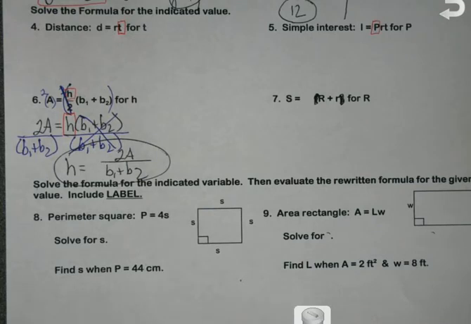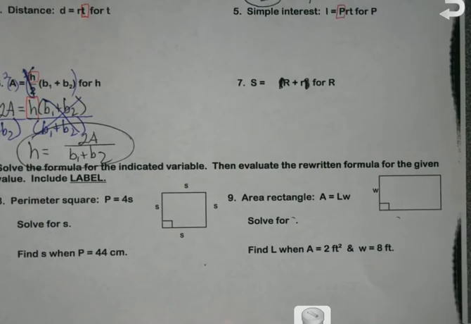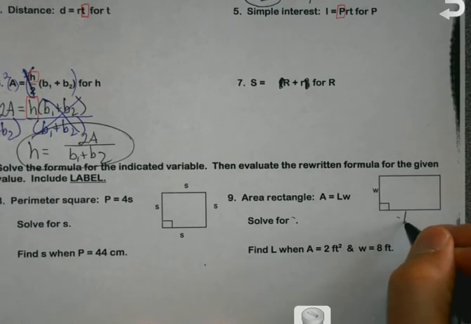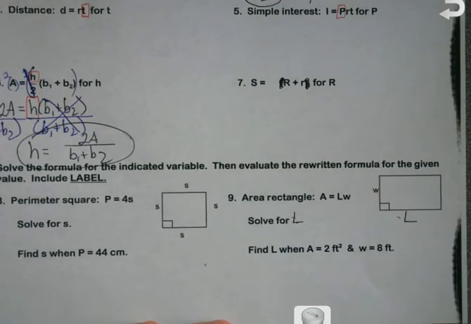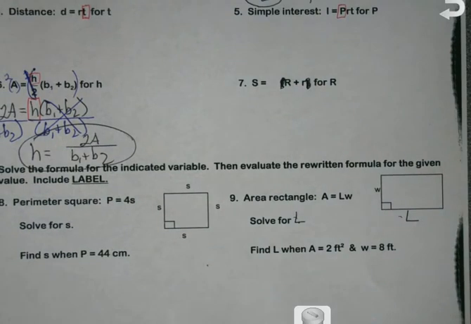On number 9, I did notice the typo. My L's disappeared. My length and my length disappeared. So on 9, you're solving for L. You're solving for the length. And then you've got all the rest of the information that you need there.